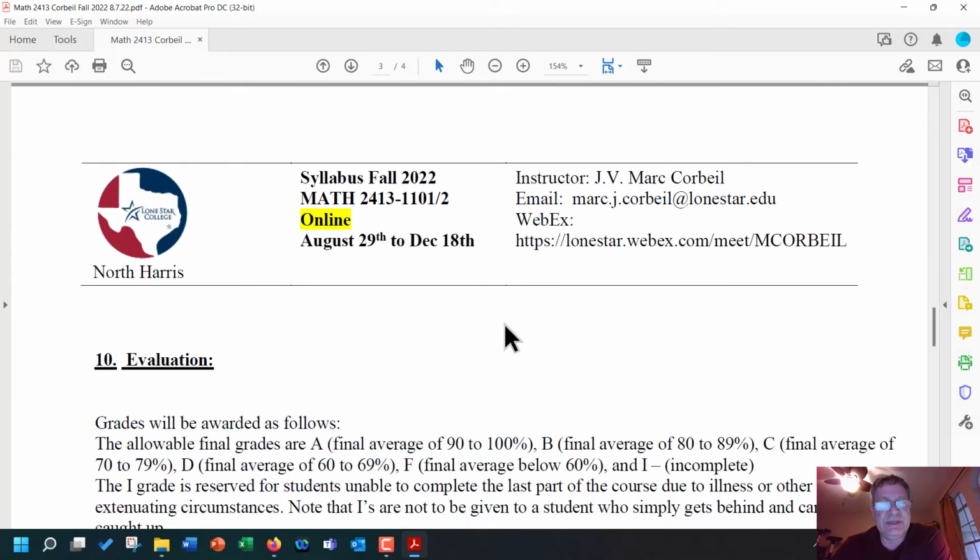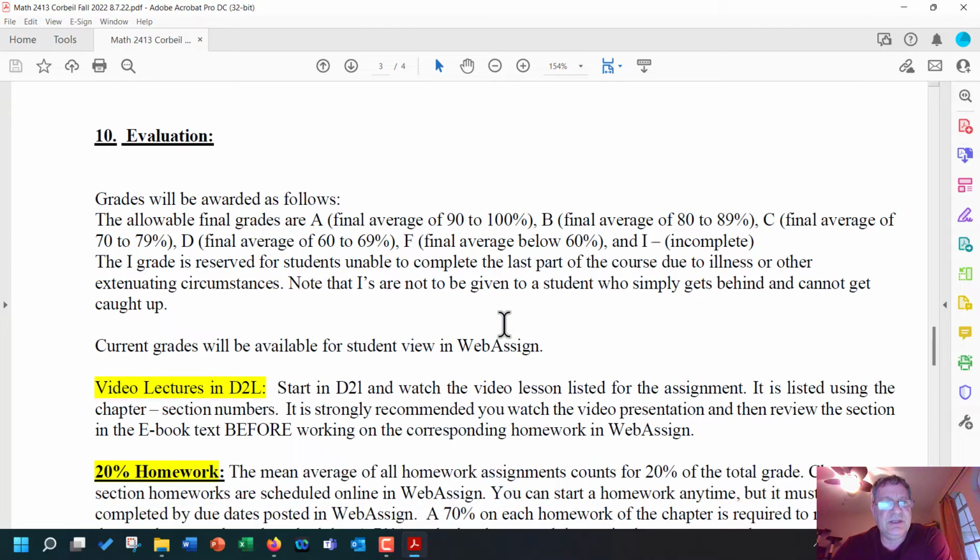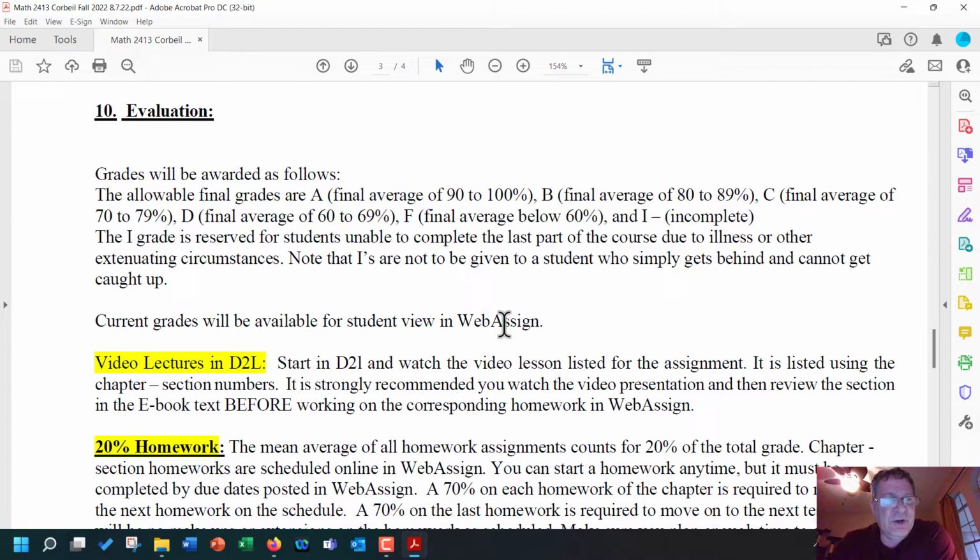The other thing that we're going to see here is our evaluation. This is really important. The grades are awarded as follows. This is just a typical thing at Lone Star College. A, 90 to 100, B, 80 to 89, etc. D is the average between 60 and 69, and F is anything below that.